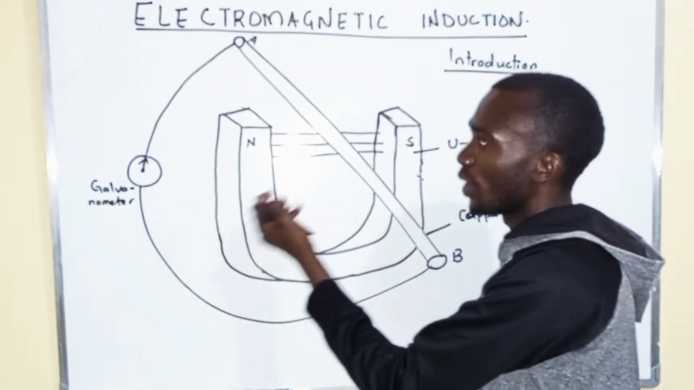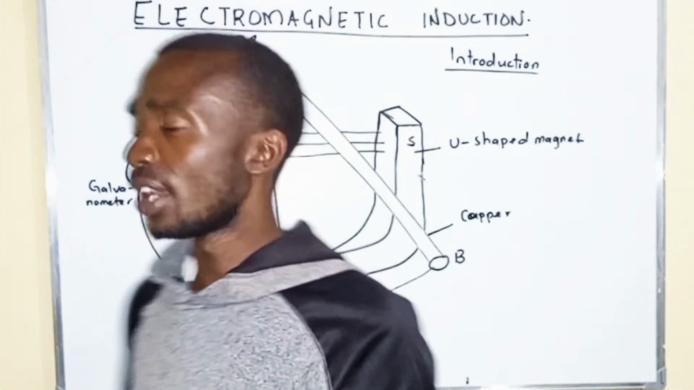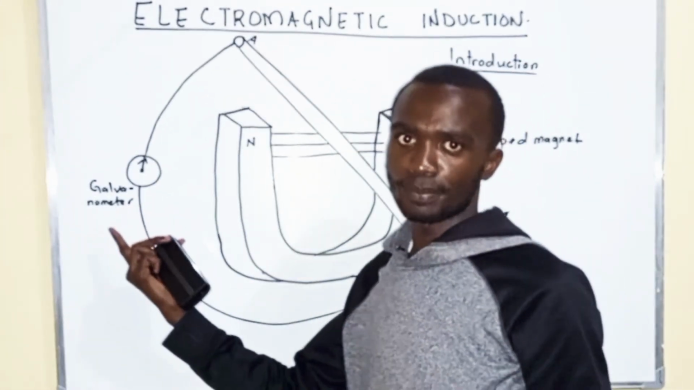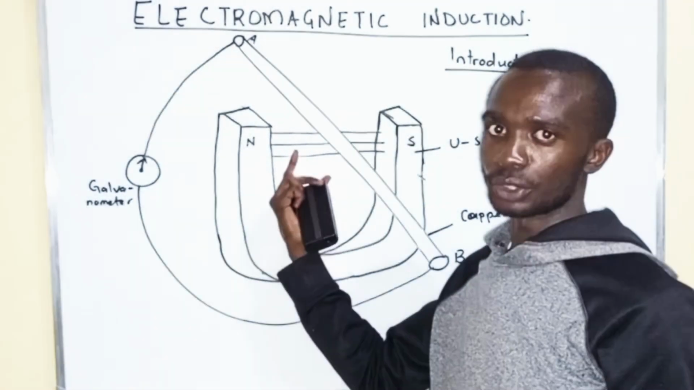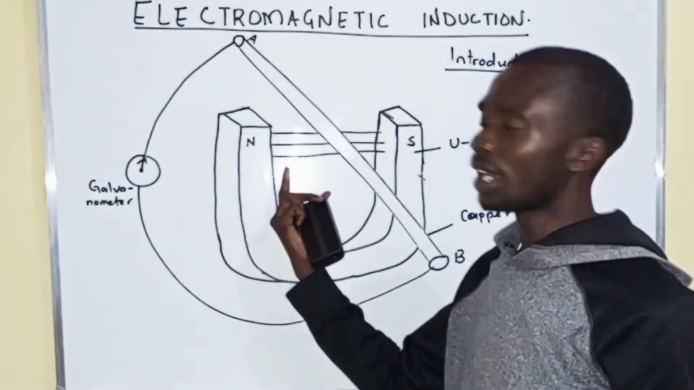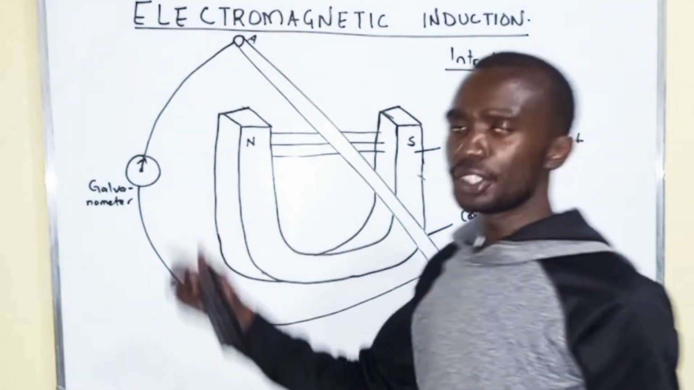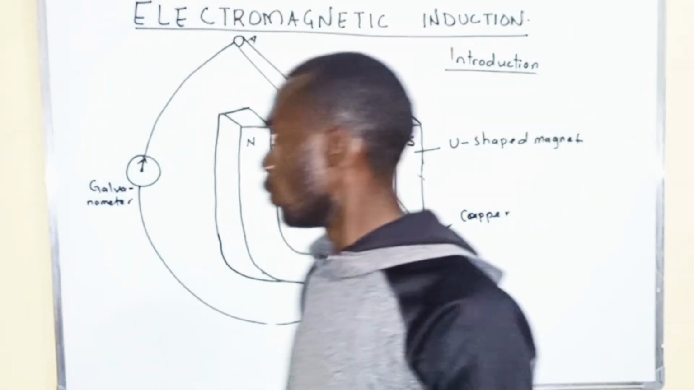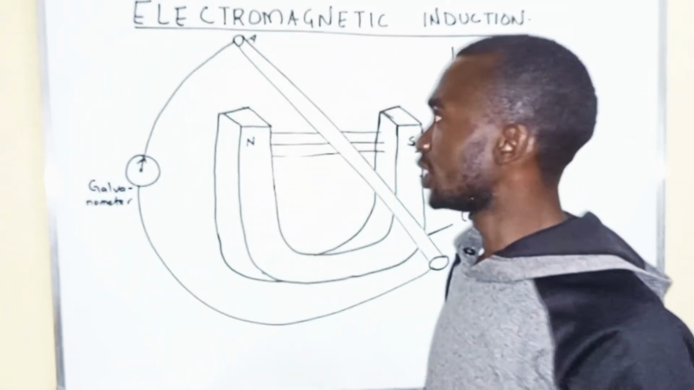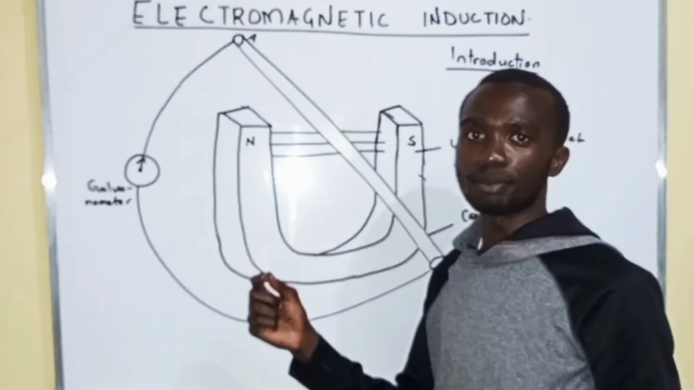Now, again, when the conductor is held stationary in the magnetic field, the pointer does not deflect. At the same time, when the conductor is moved in the opposite direction to the first one, the pointer is going to deflect, but in the opposite direction. What does it show? It shows that when a conductor cuts a magnetic field, a current is induced.